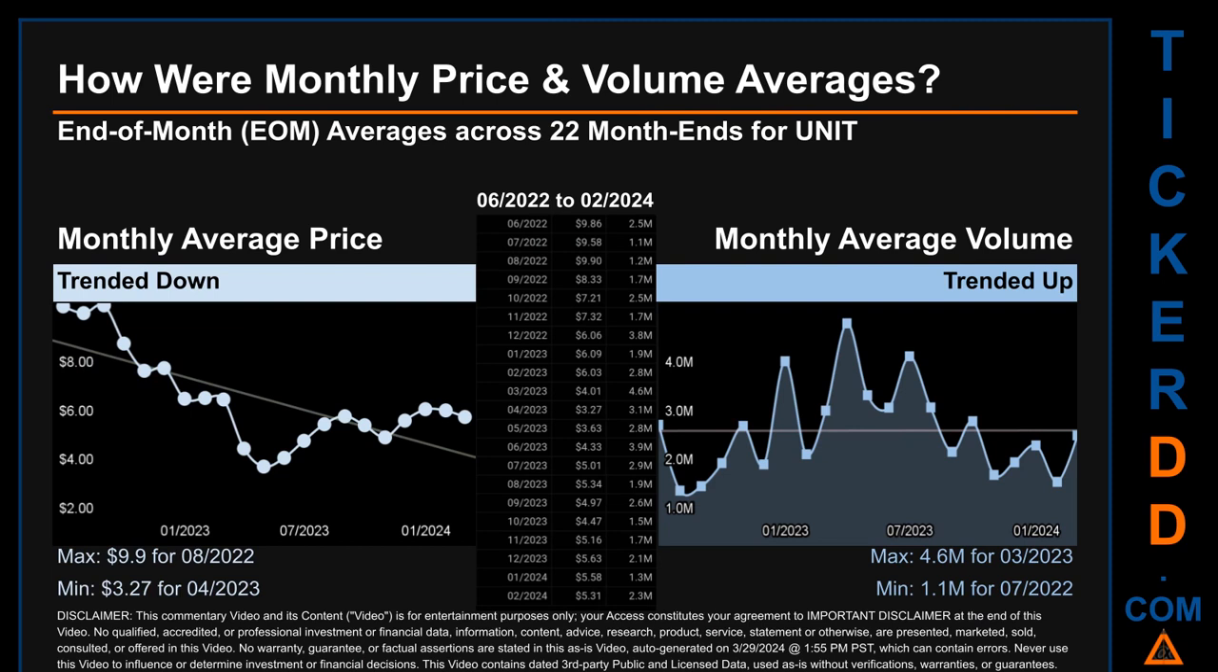How were price and volume averages for UNIT? Across 446 trading days, there were a total of 22 month ends, of which monthly averages for daily price and volume were calculated. Overall, monthly price average trended down while monthly volume average trended up. The maximum end of month average price was $9.90 for 08-2022 while the minimum was $3.27 for 04-2023. Looking at volume, 03-2023 and 07-2022 respectively saw the highest and lowest monthly average volume at 4.6 million and 1.1 million.